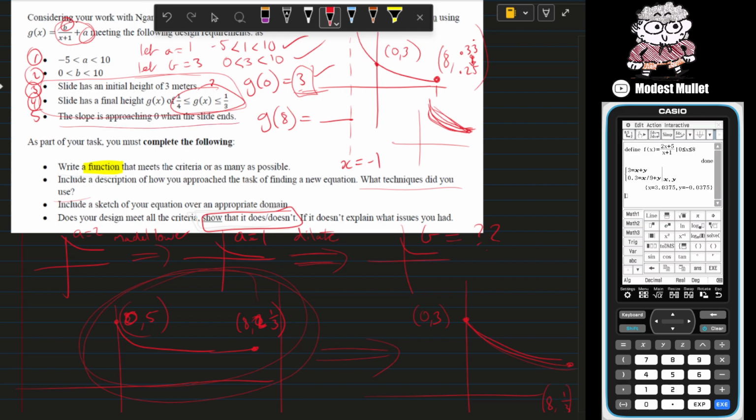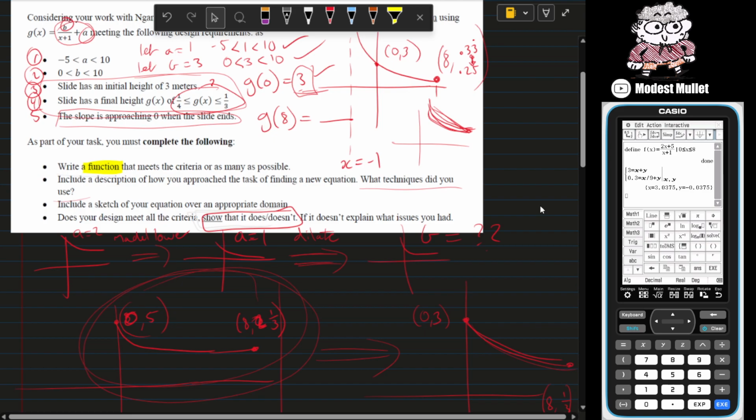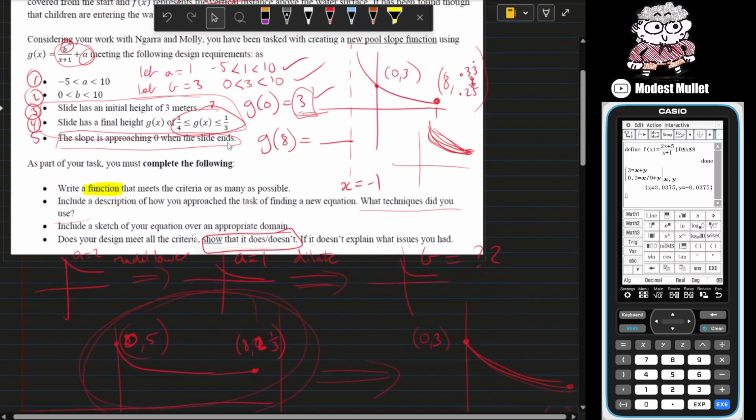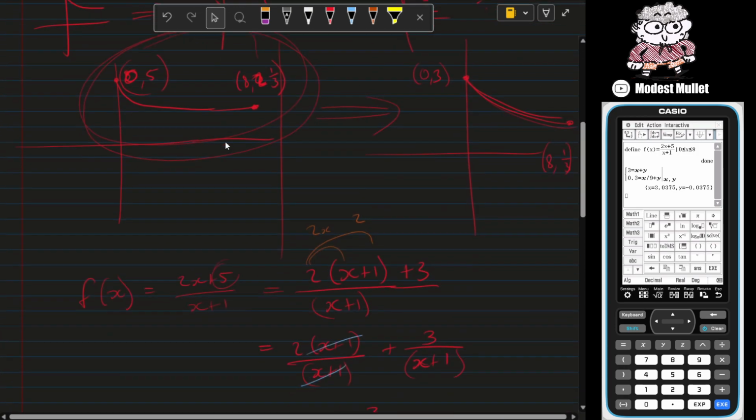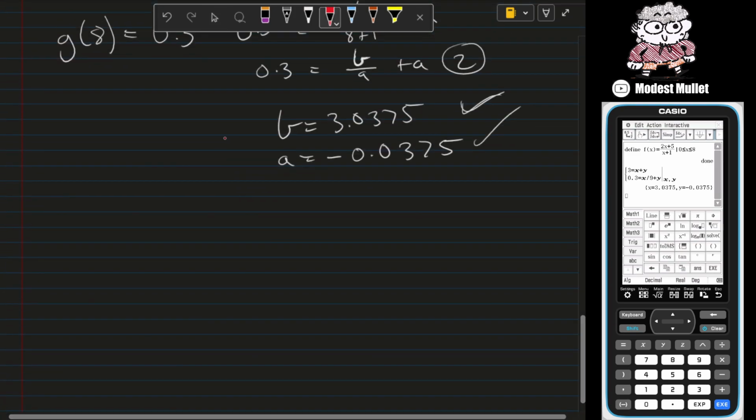And the last one, the slope is approaching 0 when the slide ends. So we haven't done differentiation. If you had differentiation, it would be quite easy to do this show. Now, the only other way you can do it is just what is the gradient sort of at that point? Do a rough gradient between 2 points.